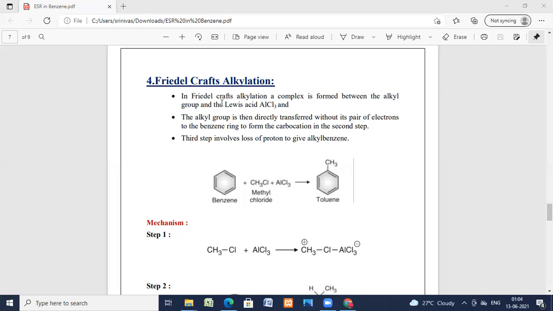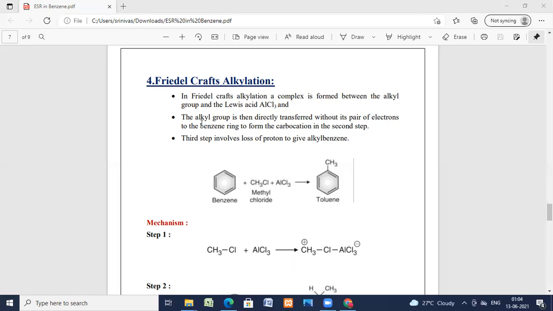In the Friedel-Crafts alkylation, a complex is formed between the alkyl group and the Lewis acid AlCl3. The alkyl group is then directly transferred without its pair of electrons to the benzene ring. It forms the carbocation in the second step. The reaction involves the action of alkyl halide on an aromatic compound in the presence of anhydrous aluminum chloride catalyst.